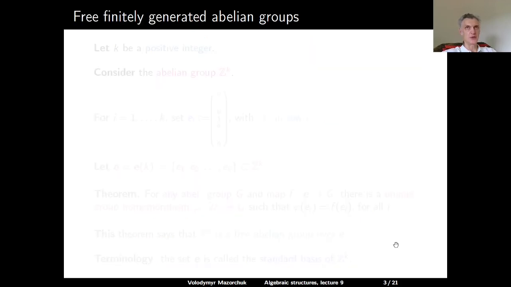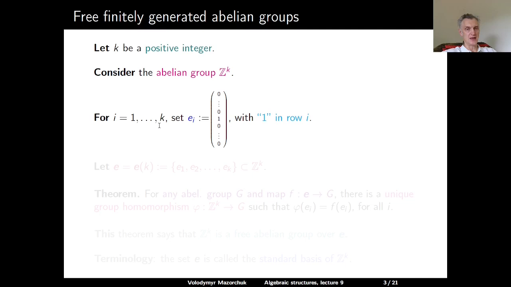In this lecture, we will extend this result to the case of finitely generated abelian groups. And to start with, let us talk about free finitely generated abelian groups. Let k be a positive integer, and consider the abelian group Z to the power k. For each i between 1 and k, denote by e_i the element of Z^k which has 0 everywhere except for position i, where this element has 1. Let E be the set of all these e_i's, so e1, e2, e3, and so on up to ek, and this is a subset of Z^k. Of course, it depends on k.